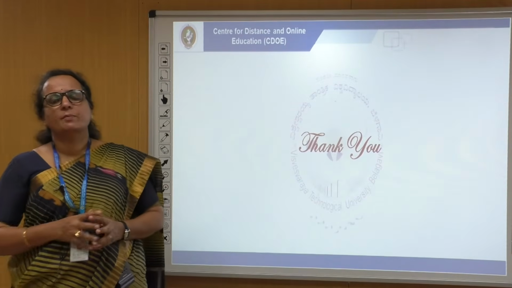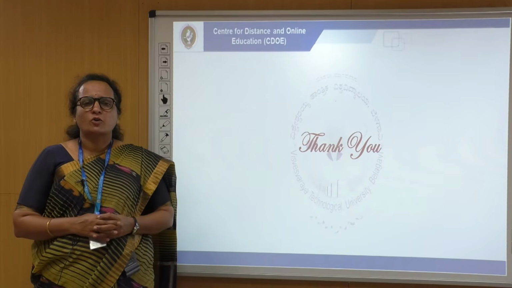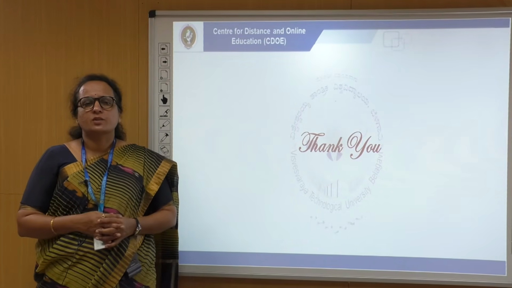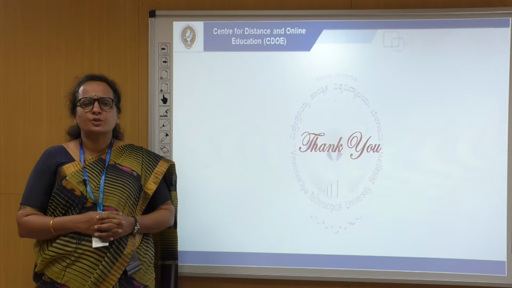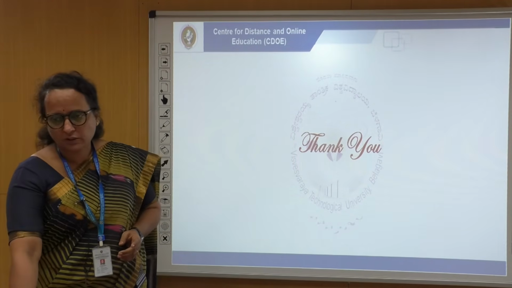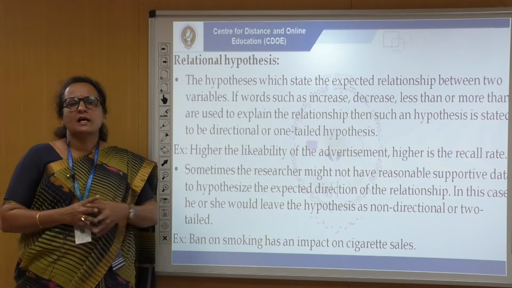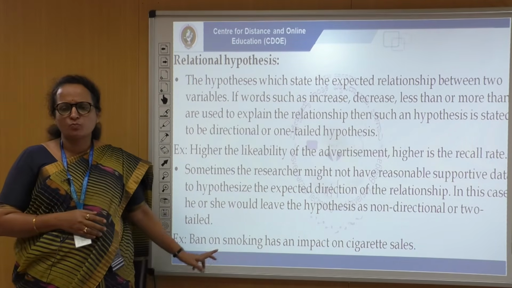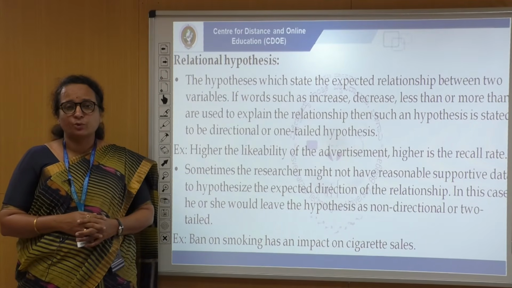So with this we have discussed what is hypothesis, what is the significance of formulating a working hypothesis, what is the criteria of a good hypothesis, and then we have discussed the two different types of hypothesis. One more thing, we can classify the hypothesis into two more categories: null hypothesis and alternative hypothesis. For example, if I assume this as my proposition for a particular phenomenon, ban on smoking has an impact on cigarette sales. This is the researcher's hypothesis.